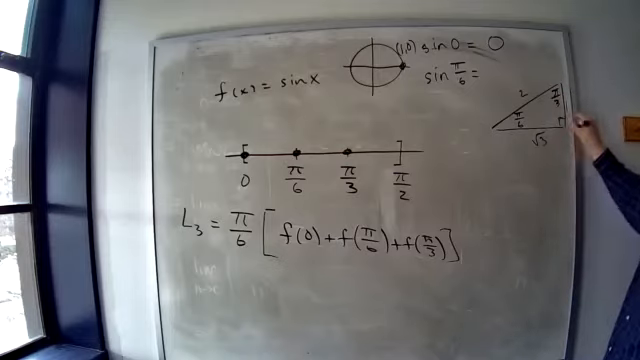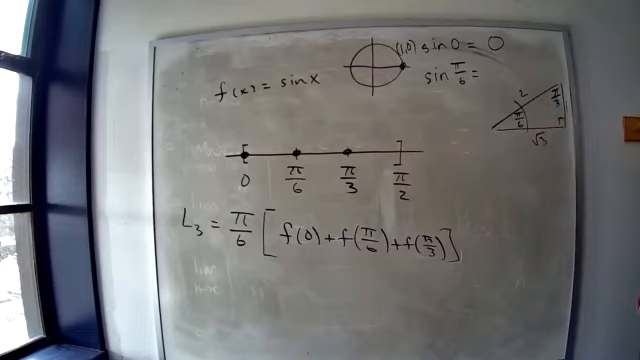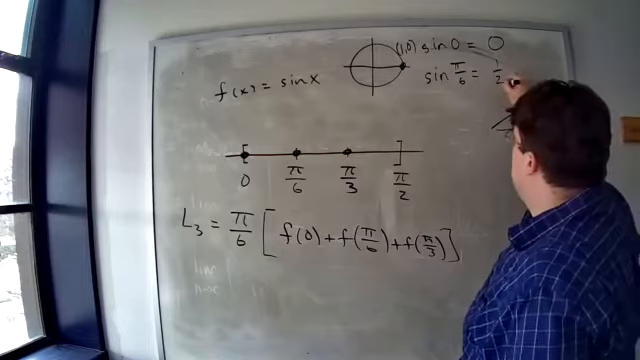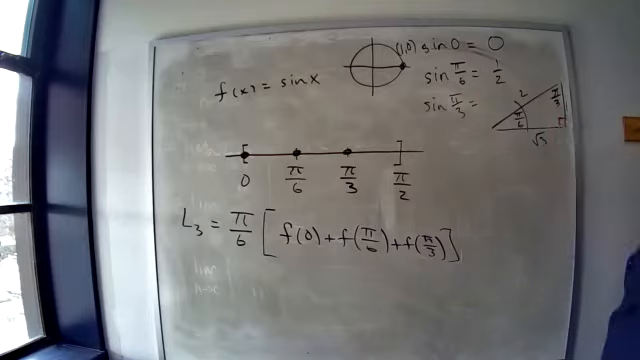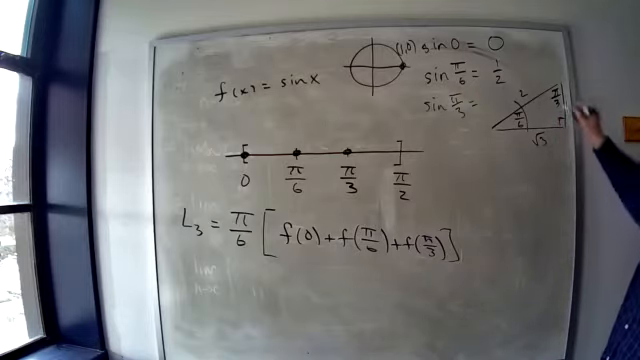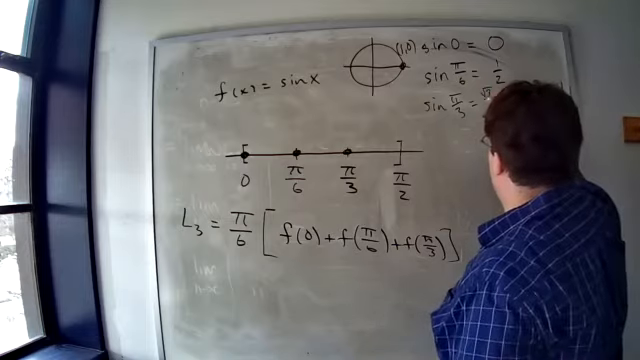pi over 3. So sine of pi over 6 is what? Opposite over hypotenuse for that angle. Opposite is 1, hypotenuse is 2. Next, we need sine of pi over 3. We have this triangle, which is convenient. Sine of pi over 3: opposite over hypotenuse for that angle. Opposite is root 3, hypotenuse is 2.